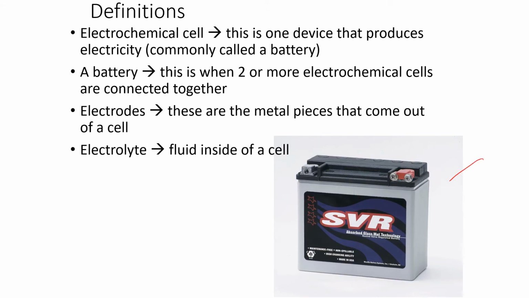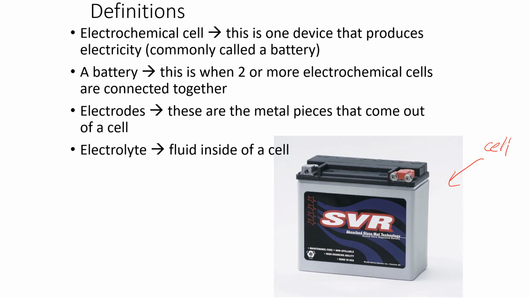Here's a picture of a car battery. Now, in English, we typically say a battery, but in science, we're supposed to call this a cell. An electrochemical cell is one device that produces electricity. We would call it a battery, but in physics, this is called a cell. A battery is when you have two or more of these connected together. Then it's called a battery.